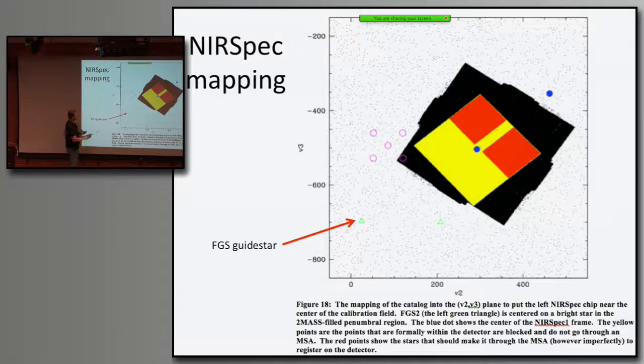So I put a guide star centered on the FGS here. That puts the NIRSpec, one of the detectors, mapping into the calibration frame here. So you can see the calibration field isn't that much larger than we need to calibrate NIRSpec, for instance. It's just about the right size. So these red stars are the ones that map onto the detector itself. And the yellow stars are the ones that get blocked before they can make it to the detector.